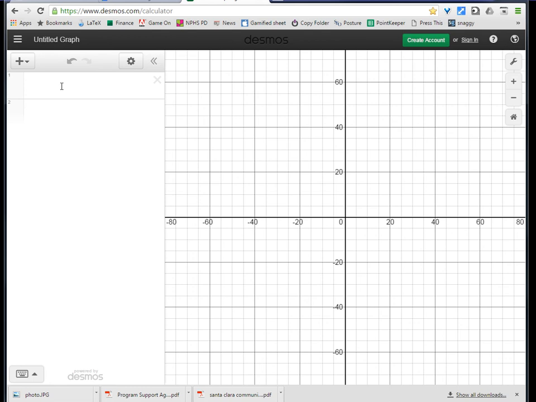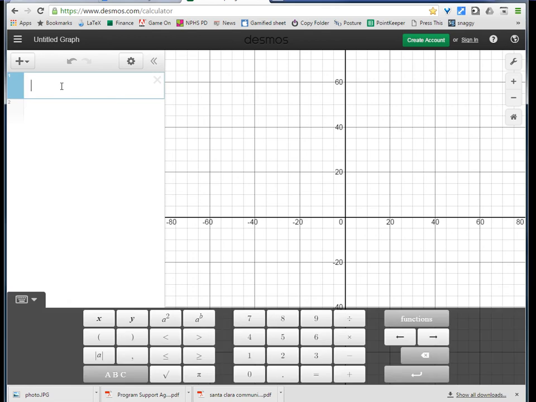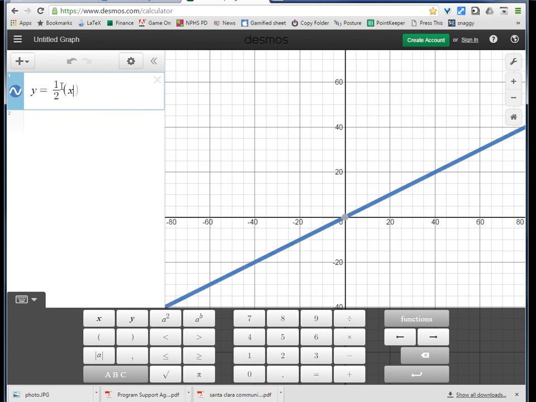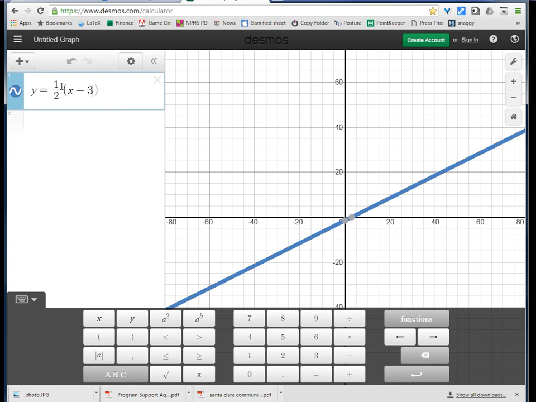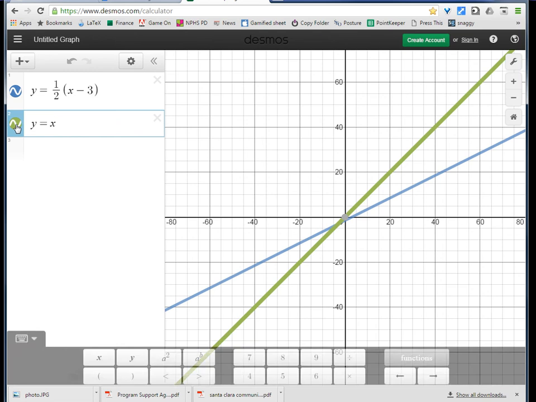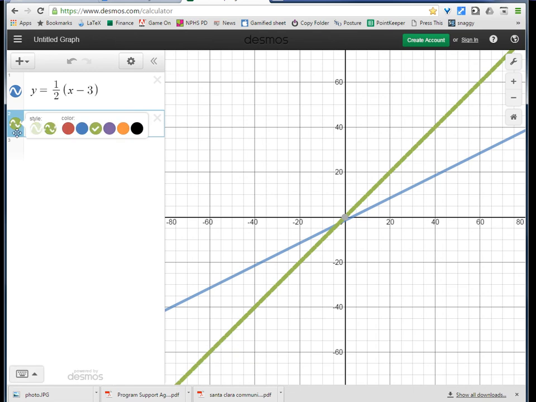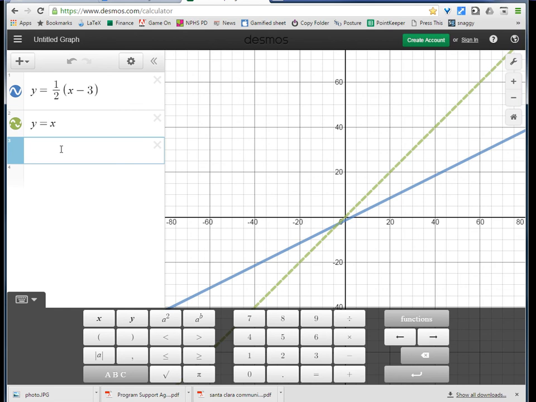You might recall that in the past, if we graph two functions, something like y equals 1/2 times x minus 3, and we put in the line y equals x, and we'll make that a dashed line, you might recall that the inverse of this function, I think it's something like y equals 2x plus 3. There we go. Looks good.